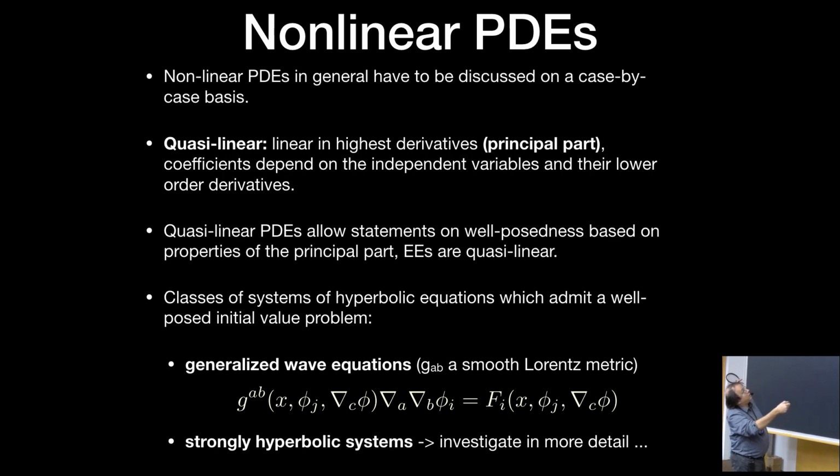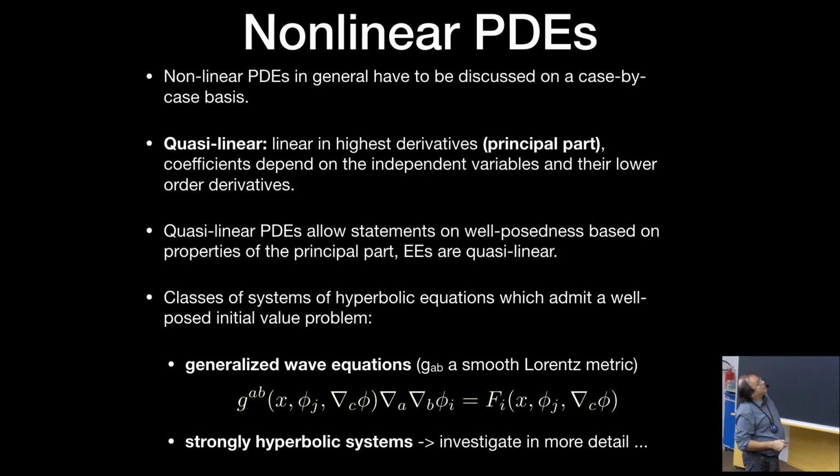Okay? And so one very important class is the quasi-linear equations. These are linear in the highest derivatives. The part with the highest derivatives in the equations is called the principal part, and it can have coefficients which depend on the independent variables and also on lower order derivatives. So for example, if you go back to our wave equation here, this will be the part of the wave equation with the metric, and this is the principal part. This can depend on where you are on the solution, on the first derivatives, but not, for example, on the second derivatives.